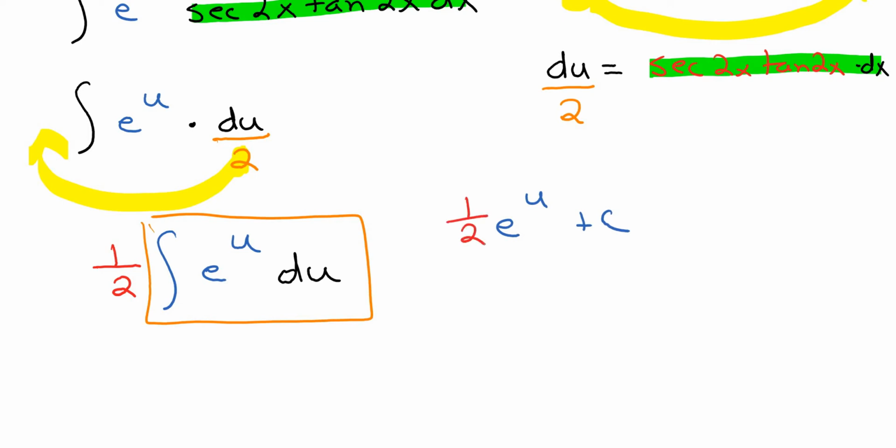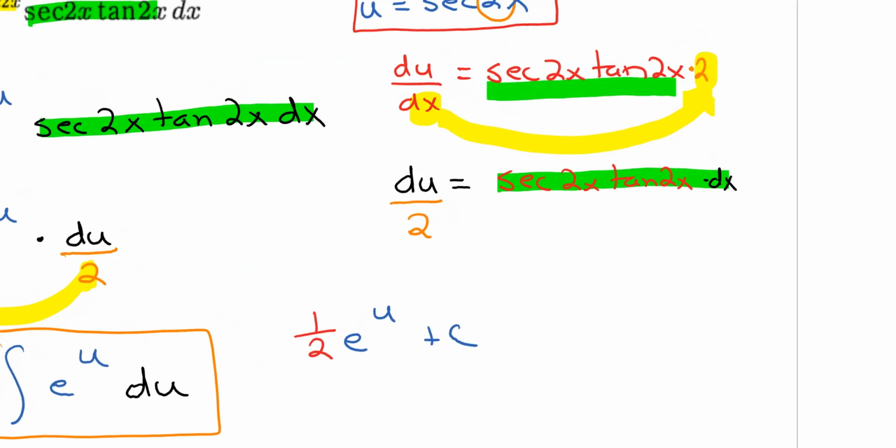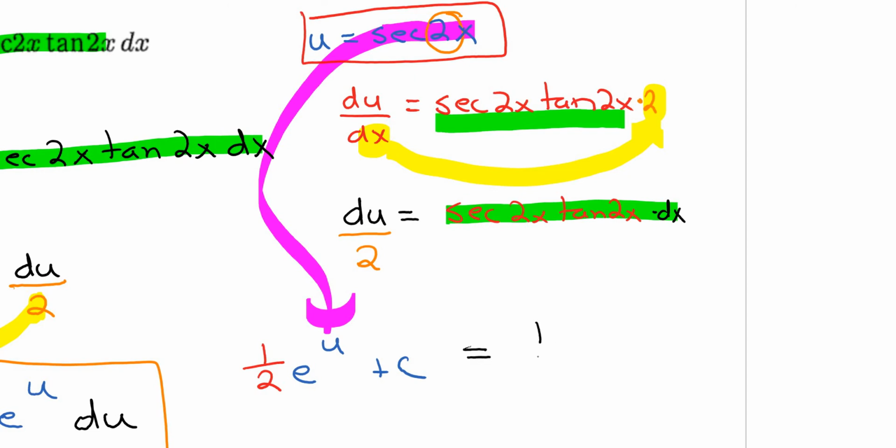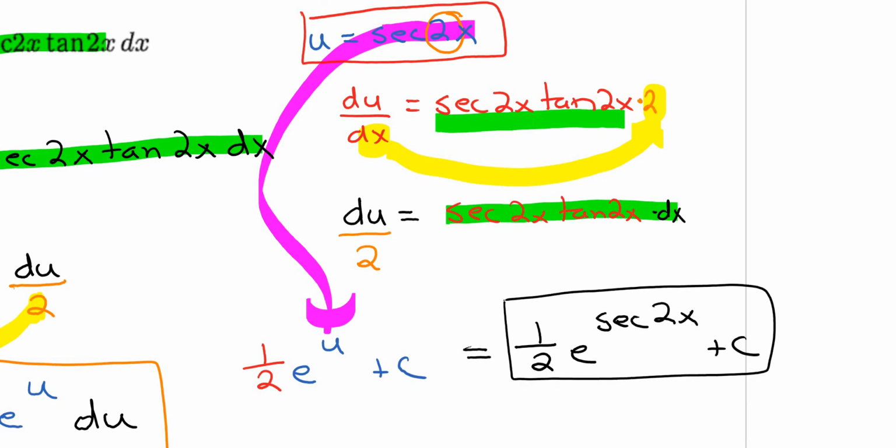And the last thing you have to do is ask yourself, what was u again? Well, u was secant 2x, right? So we need to plug that in over there. And I can finish this off by saying 1/2 times e to the secant 2x plus c. And there's my final answer for that particular problem.